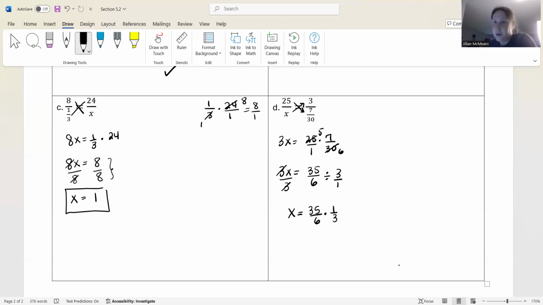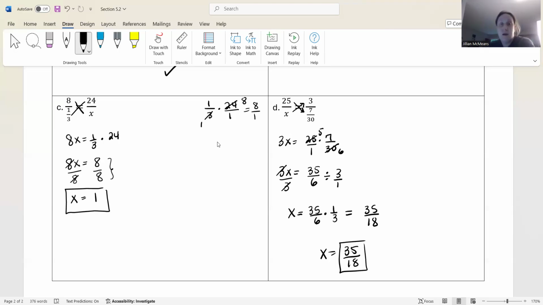Well, there are no factors in the denominators. It'll go into the numerators. So I would say my final answer is 35 over 18. And you can just leave it as an improper fraction. As long as it's reduced, you can leave it like that, okay?